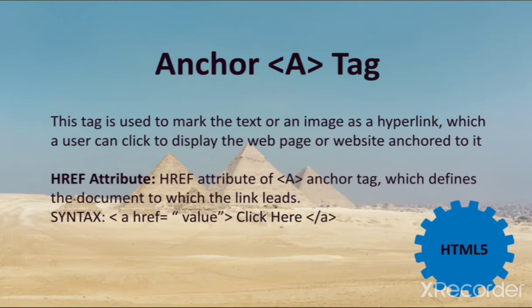Next we have the anchor tag. This tag is used to mark the text or an image as a hyperlink. So what is a hyperlink? Hyperlink means when you click on a text or an image, you move to the same section or you move to some other web page, which a user can click to display the web page or website anchored to it.